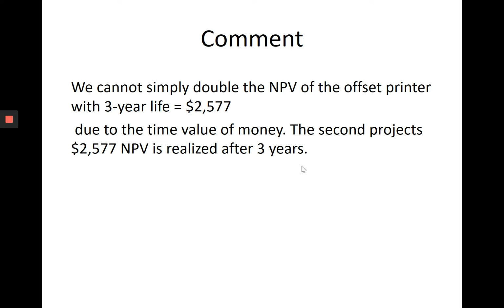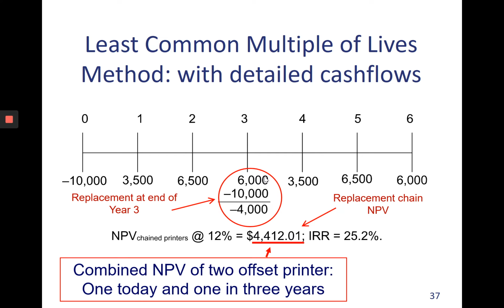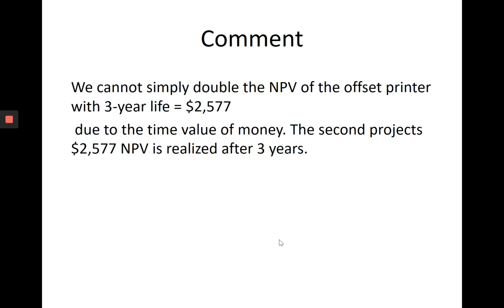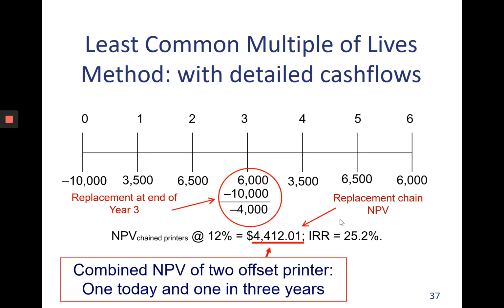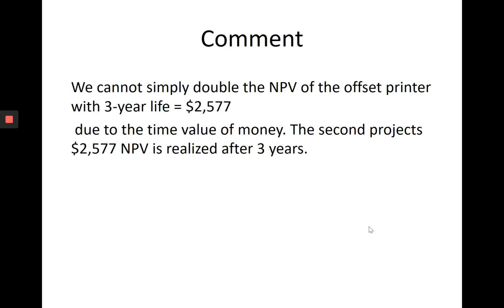Couple of notes here. It would be imprecise to get 2,577 and multiply it by 2. You see that this net present value of 4,412 is different from 2 times 2,577. And this has to do with time value of money, because the minus 10,000 comes after 10 years. And when we do net present value and do present value of these cash flows, this timing makes a difference in valuation. This is due to time value of money.